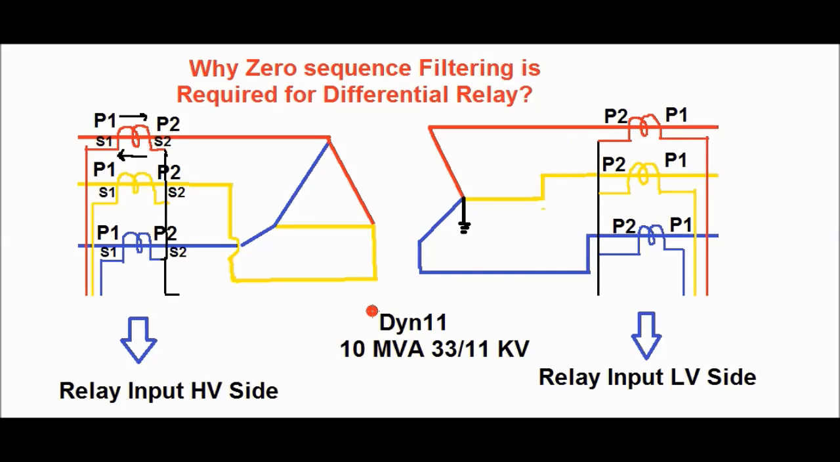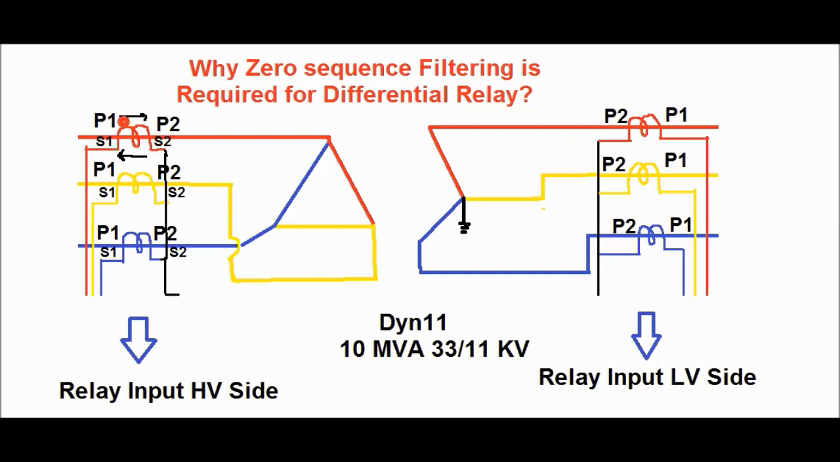In this lecture, I will discuss why zero sequence filtering is required for a differential relay. Normally it is given in the star side of the transformer where the neutral is grounded. Again, it can be given in the delta side if there is an earthing transformer within the zone of the differential relay. So what is meant by the differential zone?